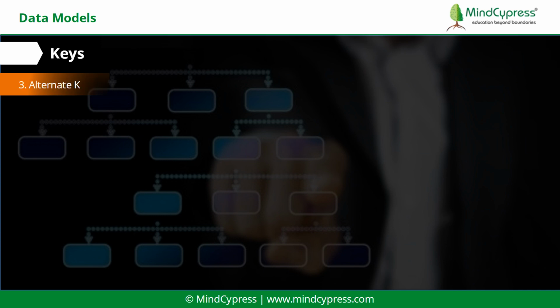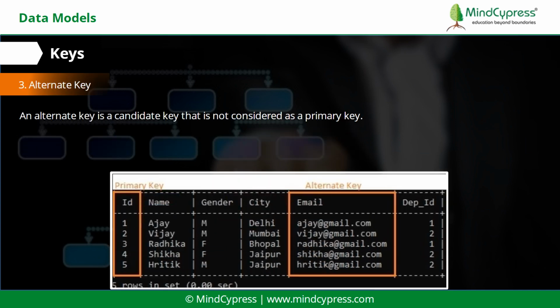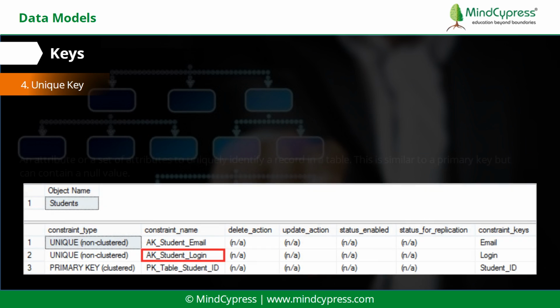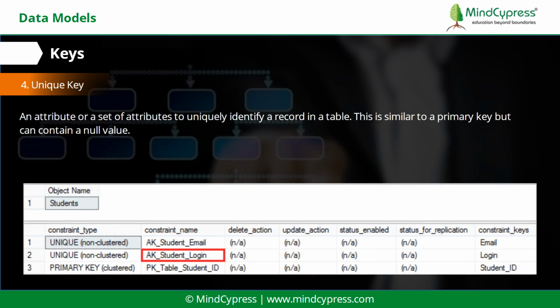Third is alternate key. An alternate key is a candidate key that is not considered as a primary key. Example: store name plus store location in a store information table. Unique key. An attribute or a set of attributes to uniquely identify a record in a table. This is similar to a primary key but can contain a null value. Example: store name in a store information table.